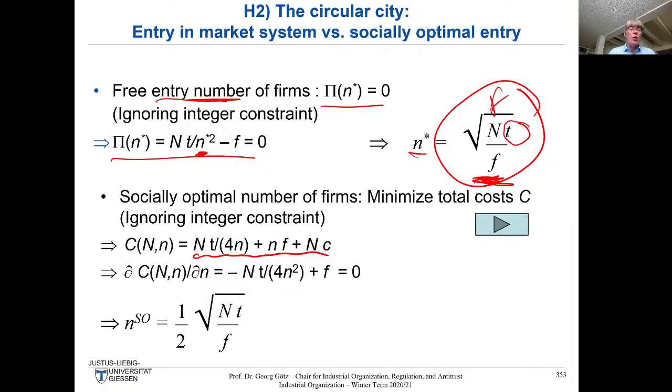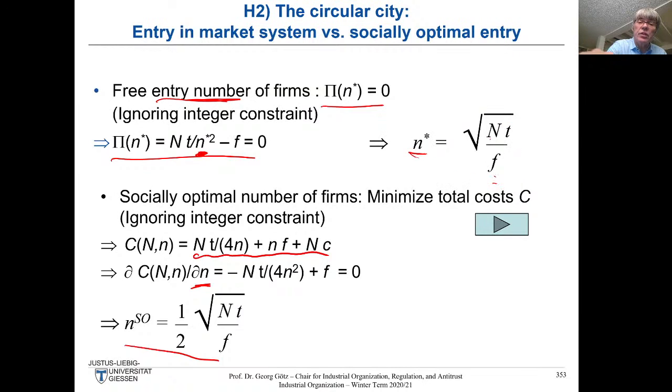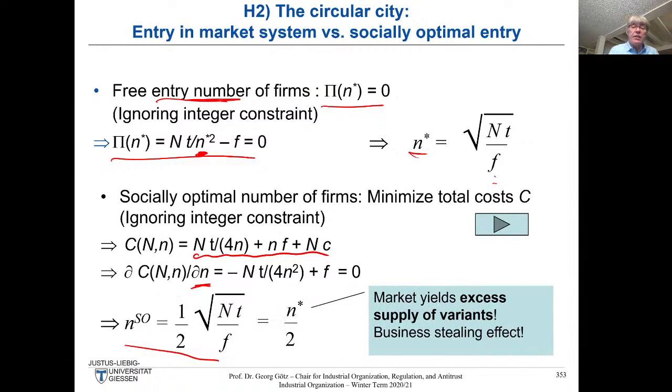expression here. And now, once you want to minimize this, you just take the derivative with respect to n. Again, we ignore the integer constraint, and we get this solution. And what you directly see, if I wouldn't have drawn so many lines here, what you directly see, this is just 1/2 of our market solution. Okay? And what does this mean? We get overinvestment or over-entry in this free entry equilibrium. So the market oversupplies variety here in a sense. And we get an excess supply of variety.